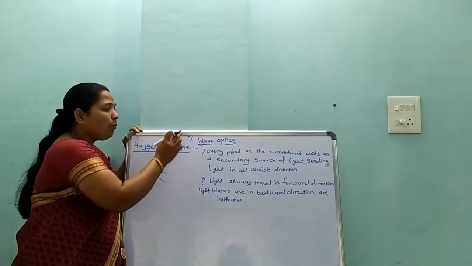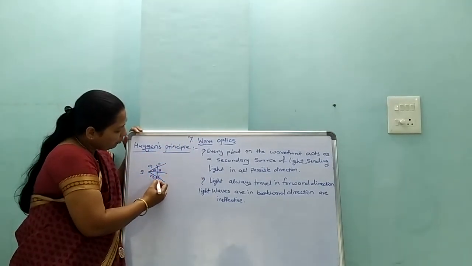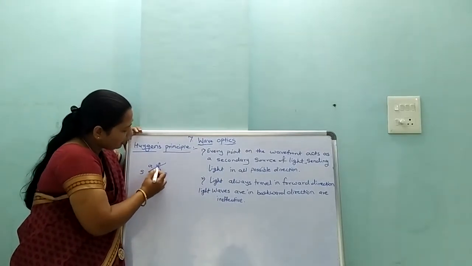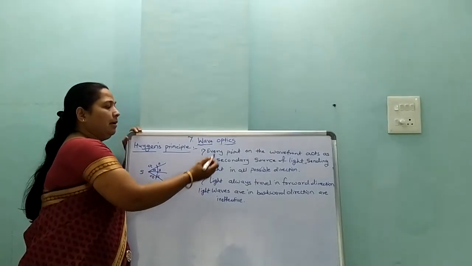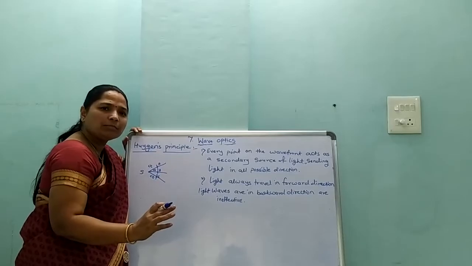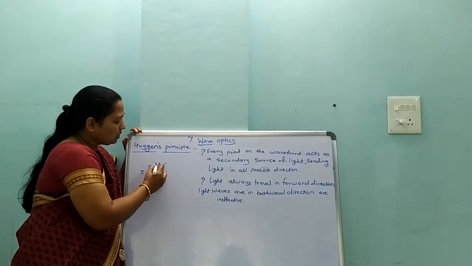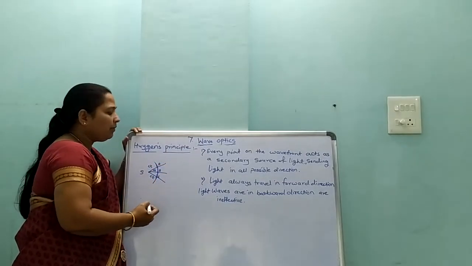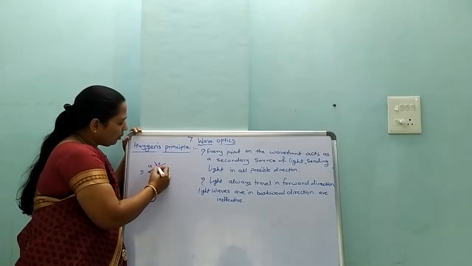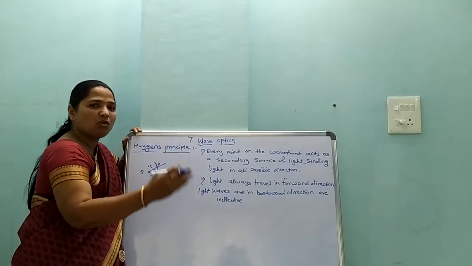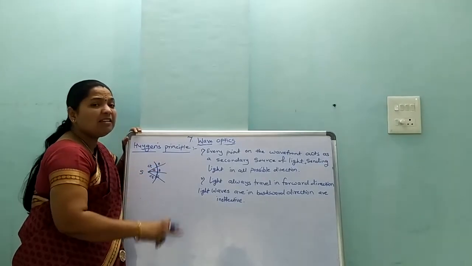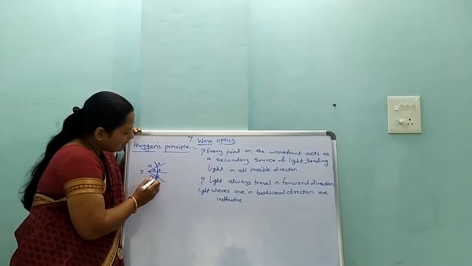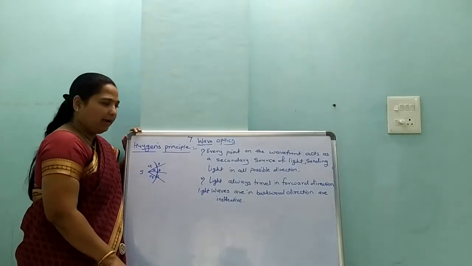Every point on the wavefront acts as a secondary source of light, sending light in all possible directions. The secondary source on the wavefront again produces light in all directions. That means points A, B, C emit light in all possible directions. This is the first assumption of Huygens' principle.